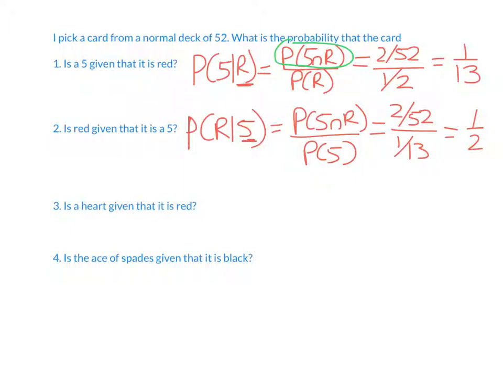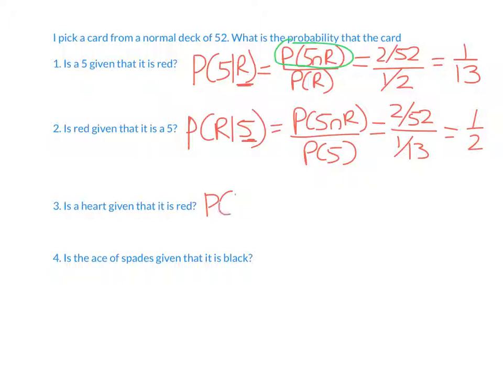So that makes sense, right? Because in a deck, if we know it's a 5, we have 4 choices: the 5 of hearts, 5 of diamonds, 5 of spades, 5 of clubs. 4 choices, 2 of them are red, so it's 2 over 4 or a half. So let's go to the next one.